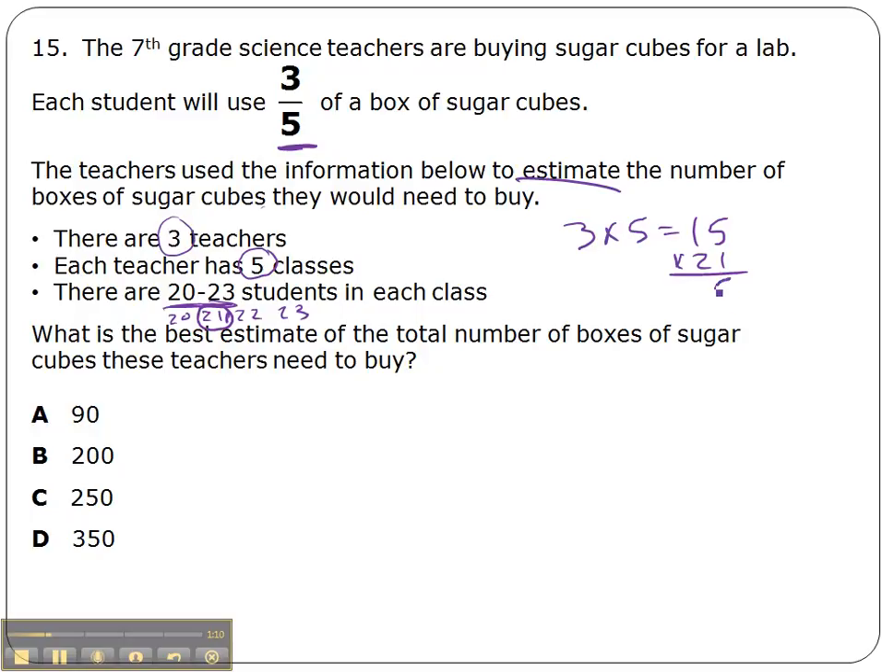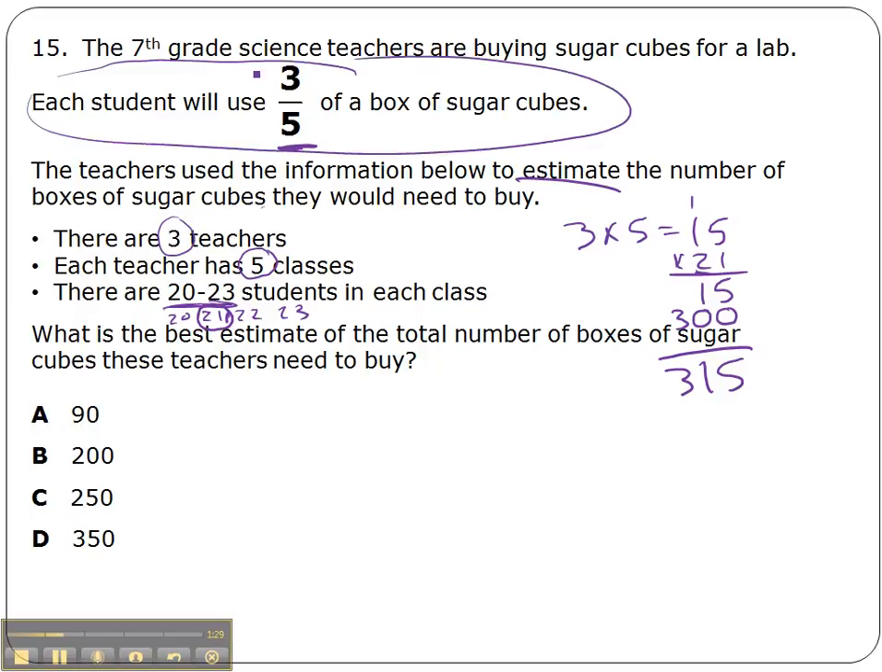5 times 1 is 5, 1 times 1 is 1, and then I'm in the tens place, start with a 0. 5 times 2 is 10, carry the 1. 1 times 2 is 2, plus 1 is 3. So adding that, I get 315 students, roughly. We're approximating. But up here it says each student will use 3/5 of a box of sugar cubes. So 3/5 of a box times 315 students.